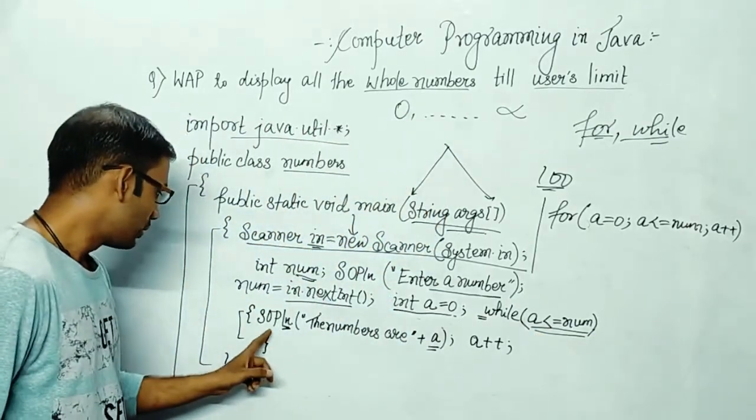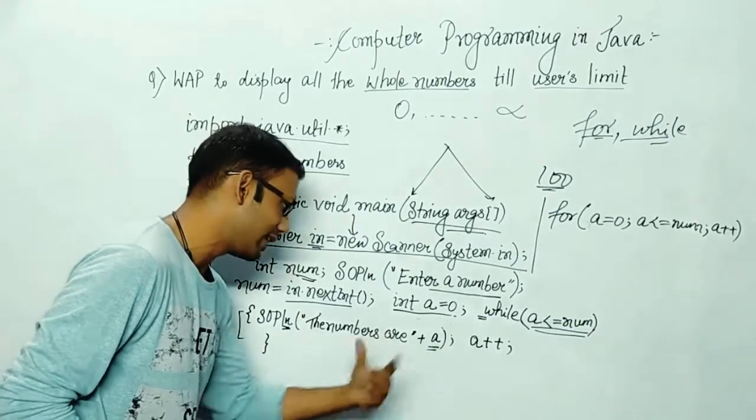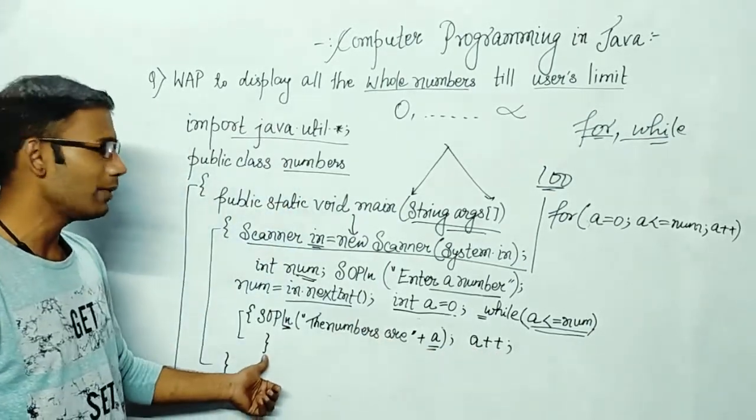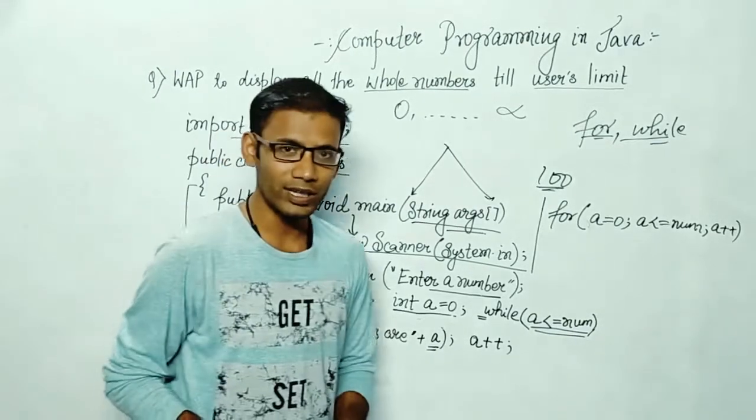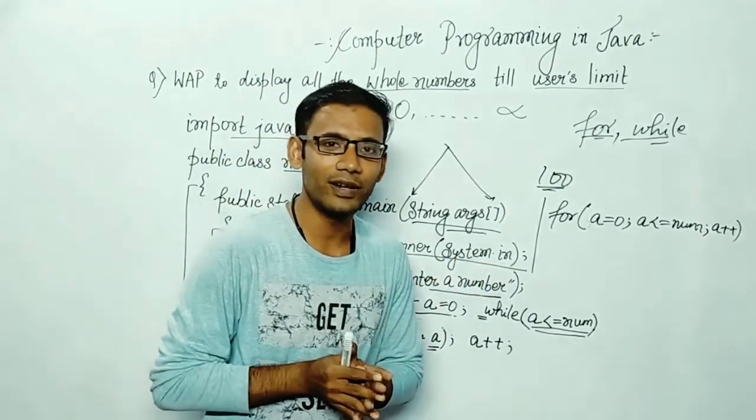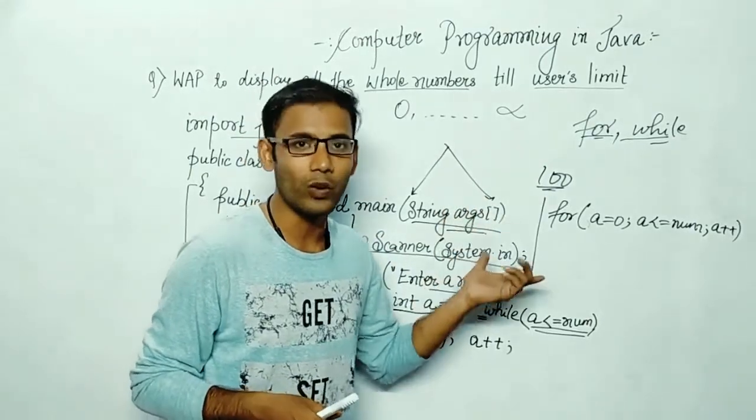After that, System.out.println, the numbers are, this remains the same. At the last, a++. Then closure of the while loop body, right? After that, things remain the same. I hope you have understood the video. So this is the end of it. In the very next video, I will explain using the do while loop.